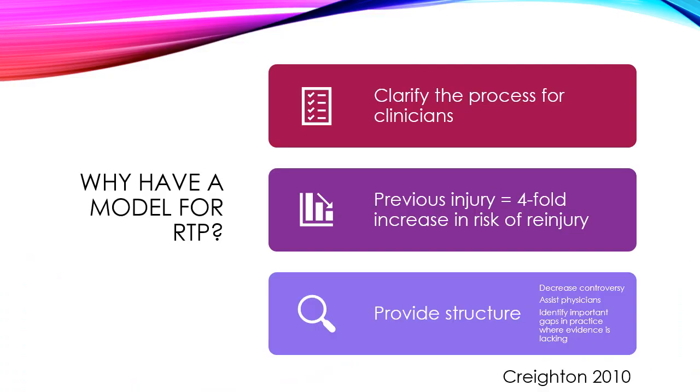So why do we need to have a model for return to play or return to sport? I think it's important to clarify the process for the clinicians when determining when an athlete is ready to go back. It's been suggested that with a previous injury, you're about a fourfold increase in risk of re-injury based off of this paper. Certainly there's a lot of other statistics out there talking about other increased risks depending on what type of injury you had if you return before a specific timeline. I think we commonly see that with the ACLs that we work with.